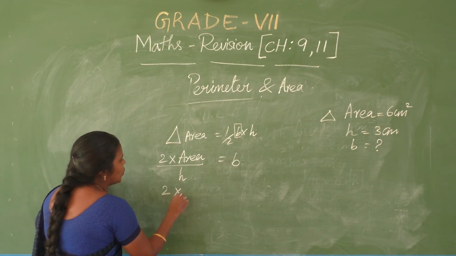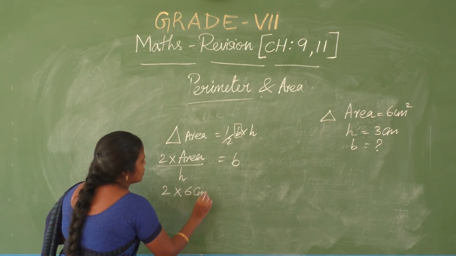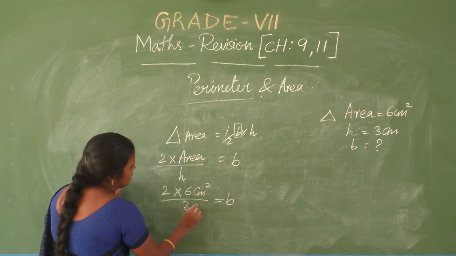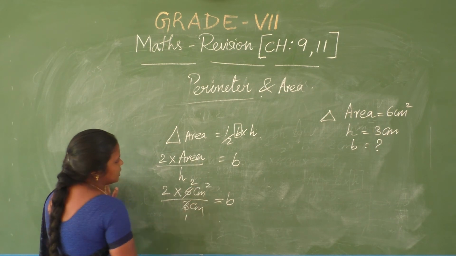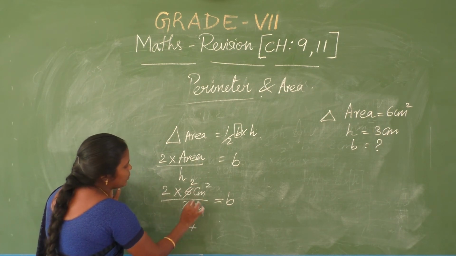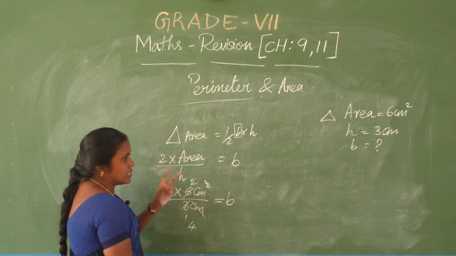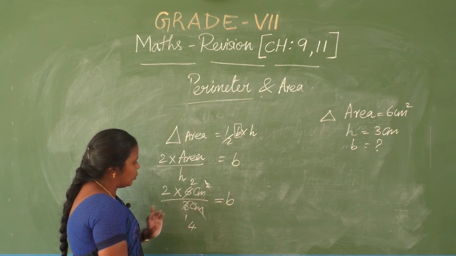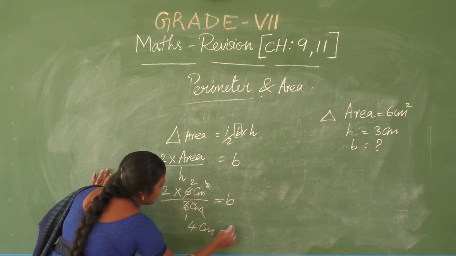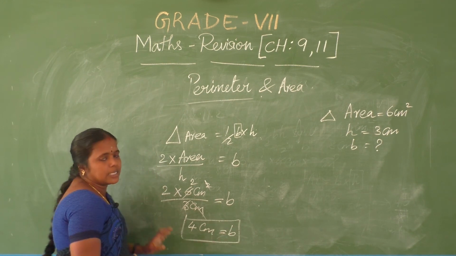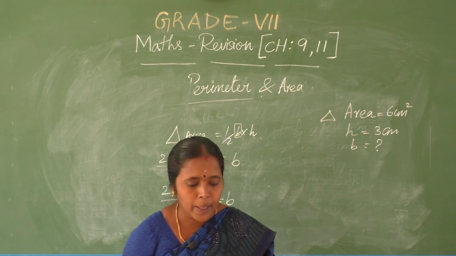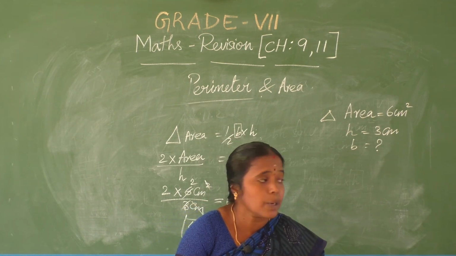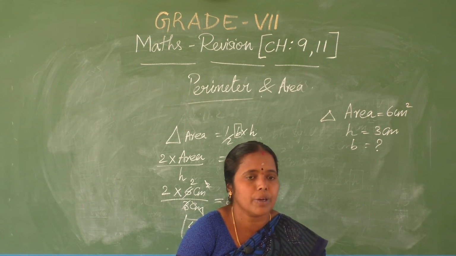Area, so 2 into area value 6 centimeter square by h 3 equal to base. 1 3 is 3, 2 3s are 6, 2 2s are 4 centimeter. Here 2 centimeters are there, centimeter into centimeter only, centimeter square. Among that, 1 centimeter is cancelled by the down one. So the remainder is 4 centimeter only. So this is our required base. Understood? This is the procedure for solving when area and height are given, to find base. Suppose height is to be found, the same way. This is the procedure for finding base.